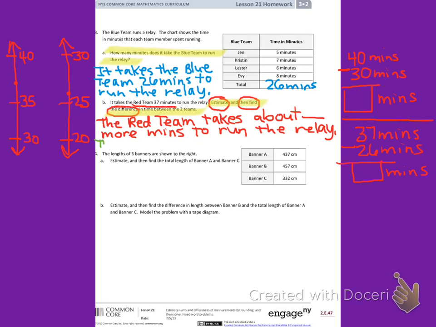The red team takes blank more minutes. And I'll stop there since I'm out of room. I didn't write about this time because it's not an estimate. It's an exact number. The red team takes blank more minutes. If you have room, you could write to run the relay.